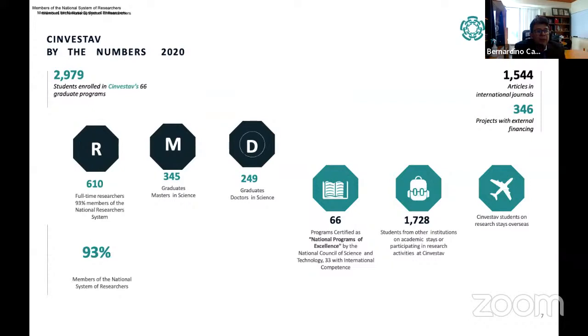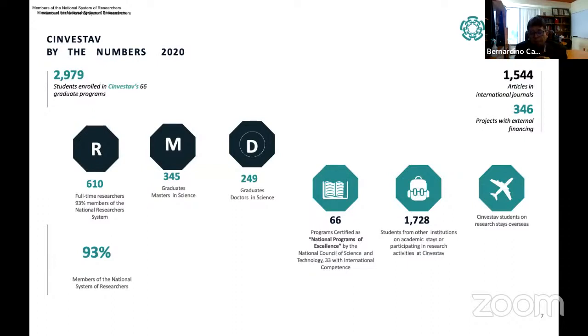We have some numbers from 2020. We had almost 3,000 students, over 66 graduate programs. At present, we have 610 full-time researchers, 345 graduates in master in science programs, and 249 PhD graduates just in 2020.